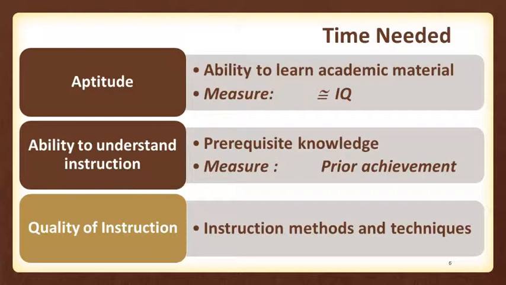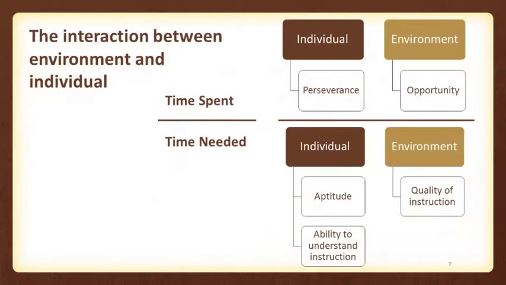The third variable that's involved in the time needed to learn is an environmental variable, the quality of instruction. And it has to do with instructional methods or instructional techniques. So that, in the words of Bijou and Baer, Carroll's model becomes an interaction between the environment and the individual. Time spent is conceptualized as the interaction between perseverance and opportunity to learn. Time needed is the interaction between aptitude and ability to understand instruction and the quality of instruction.